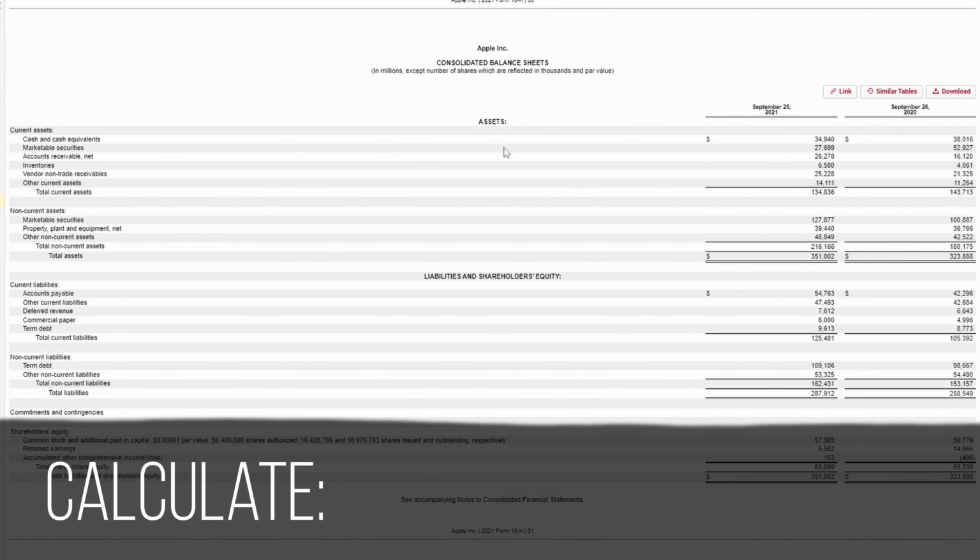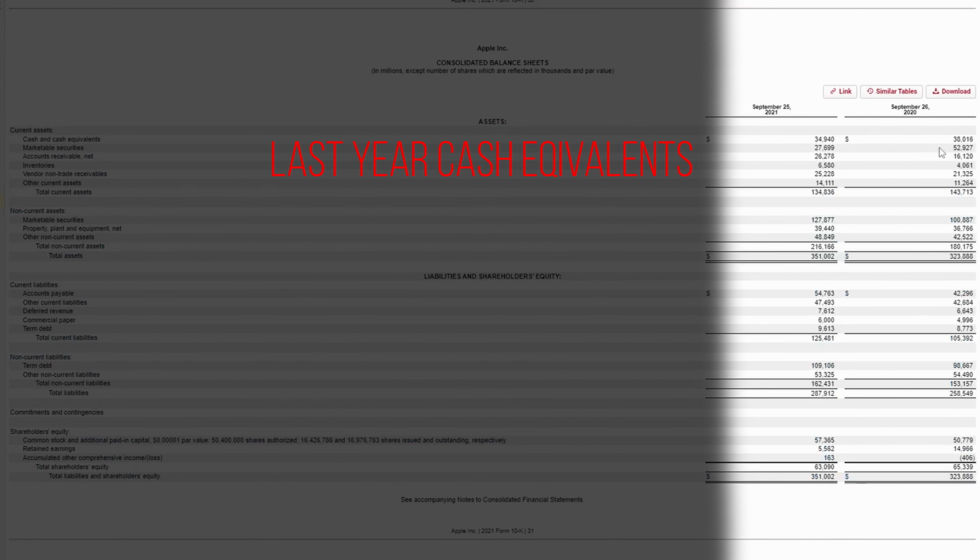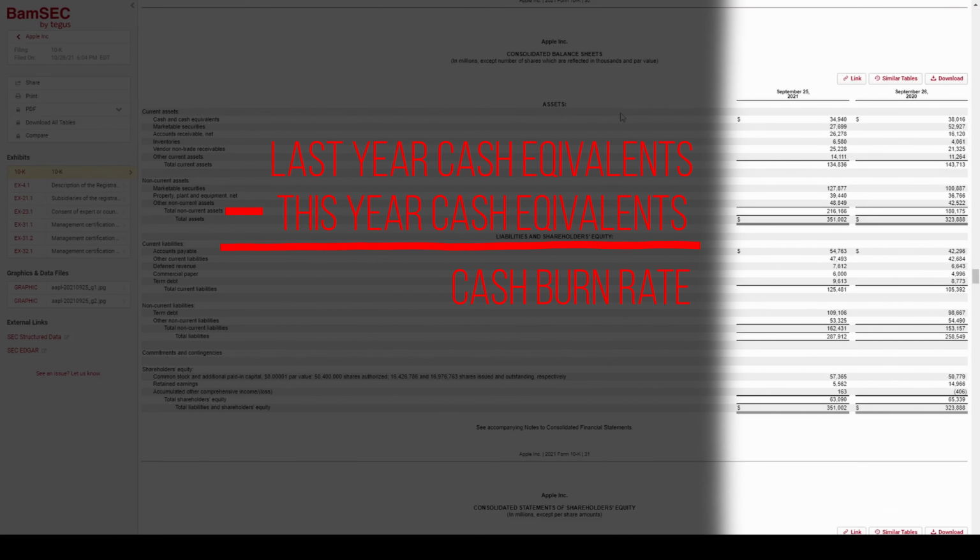The next thing you want to calculate is their cash burn rate. The way I calculate cash burn is by taking last year's cash equivalents and subtracting it from this year's. So for this example, I'll put it in the calculator. 38 billion minus 35 billion equals 3 billion. And we divide that by 12 for the 12 months. The total calculation came out to be 250 million. So we know Apple's burning 250 million of cash per month.